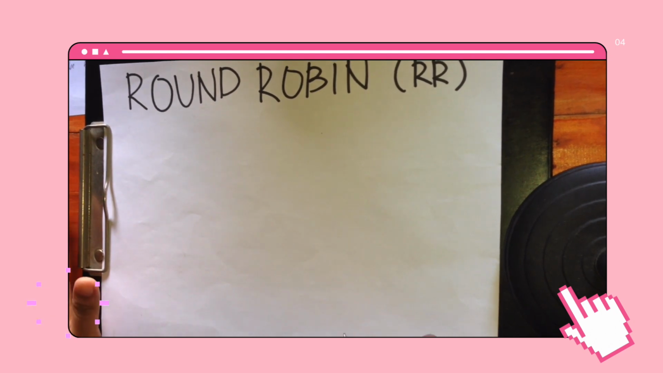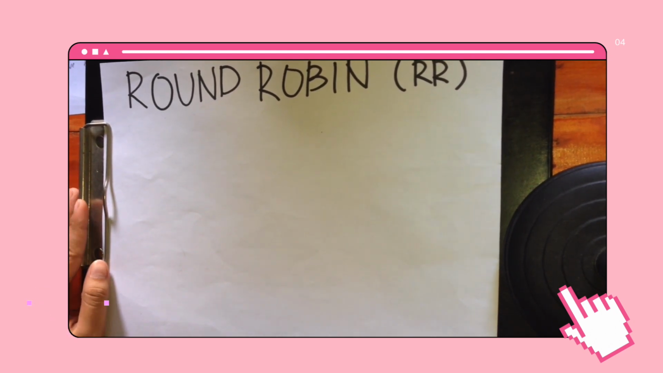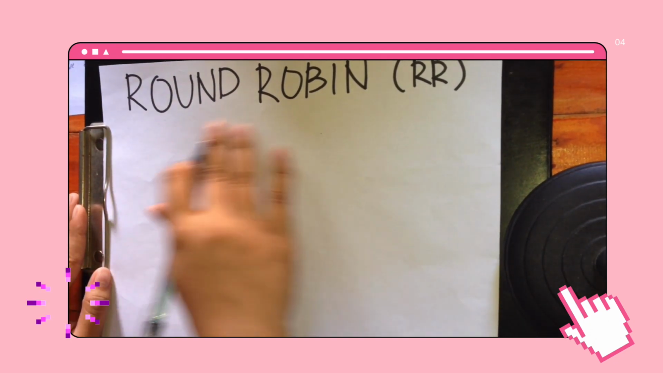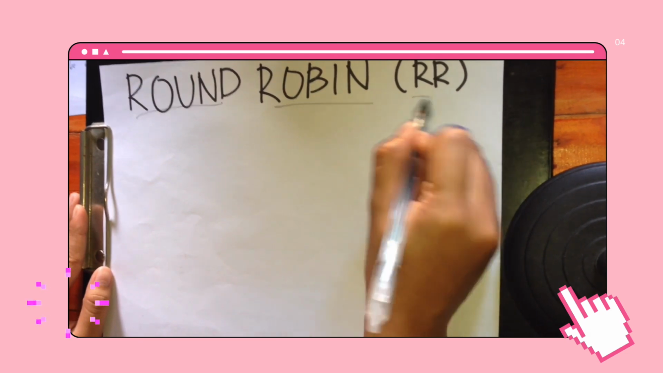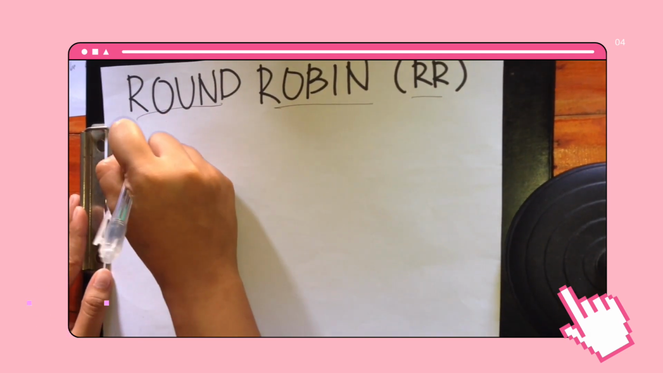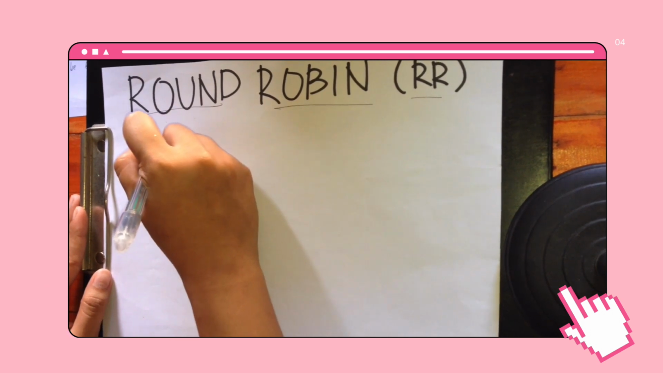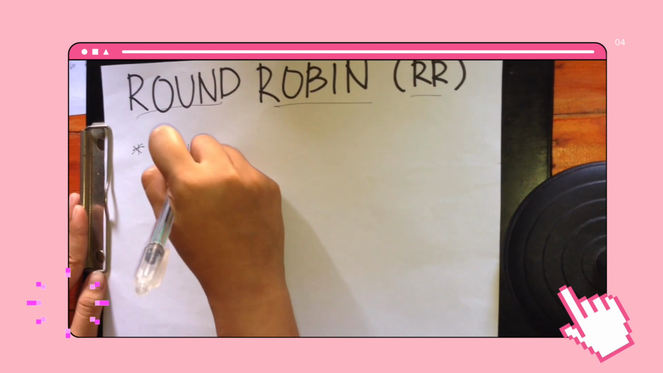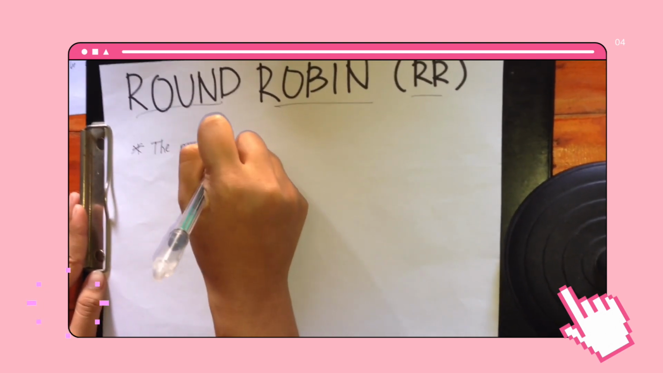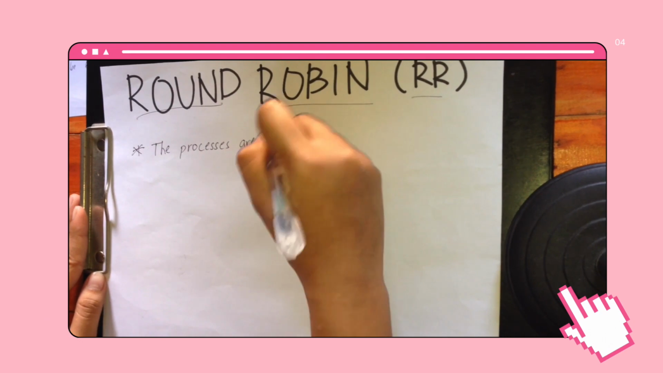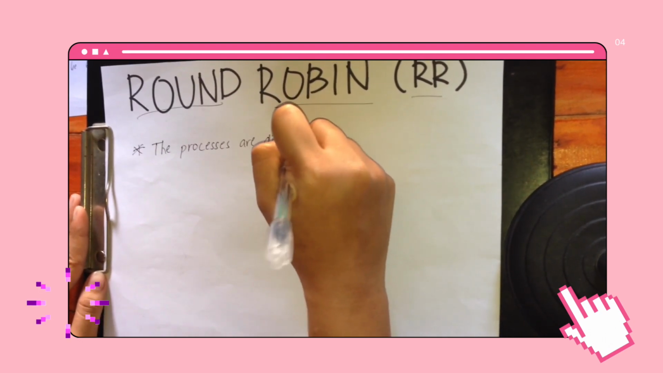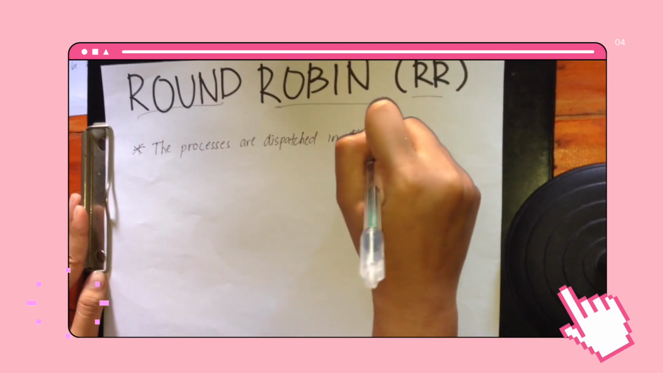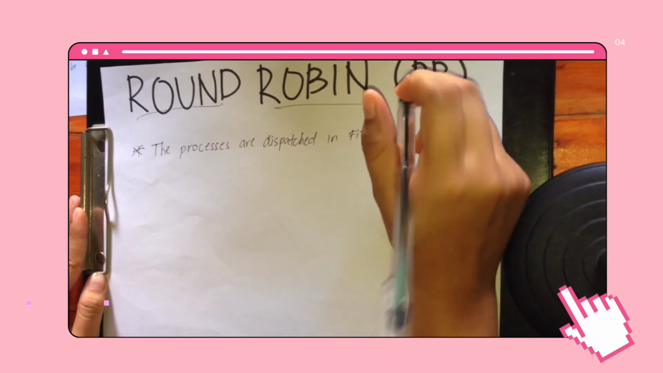I'm here to discuss about round robin or RR. First, we need to define round robin or RR. It is defined as the process are dispatched in FIFO, which means first in and first out manner.